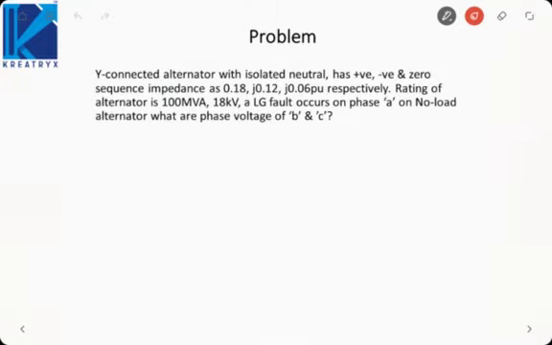Now it is saying a star connected alternator with isolated neutral. Isolated neutral means Zn is infinity. It has positive, negative and zero sequence impedance as j0.18, j0.12, j0.06 respectively. So here there must be a j. The rating of the alternator is 100 MVA, 18 kV, when an LG fault occurs on phase A on a no load alternator. Now first of all, it is given no load, so the EMF will be 1 angle 0.